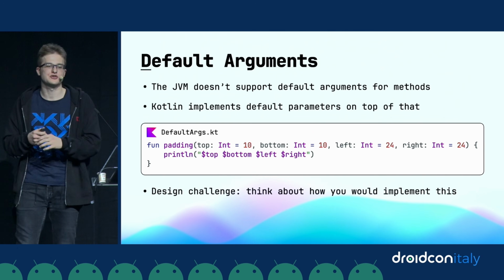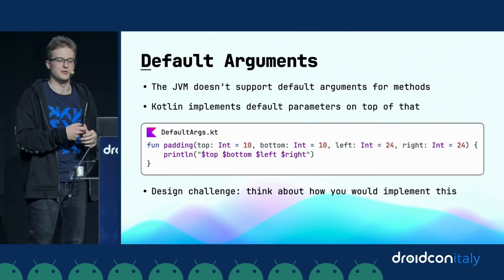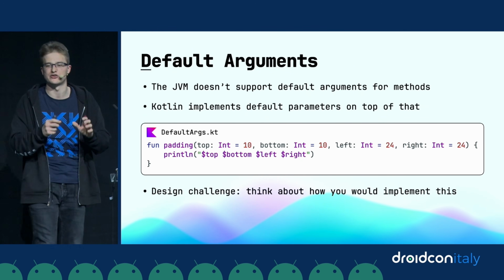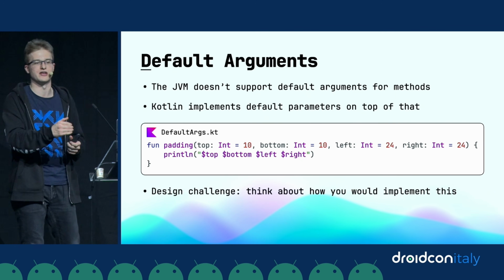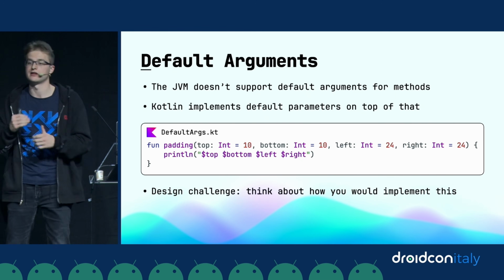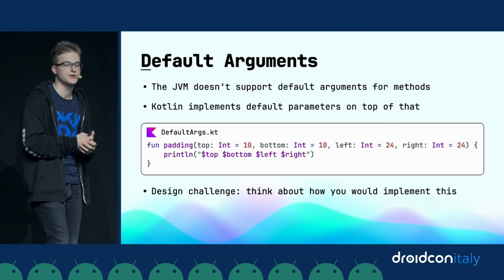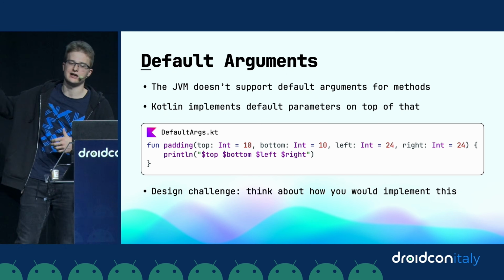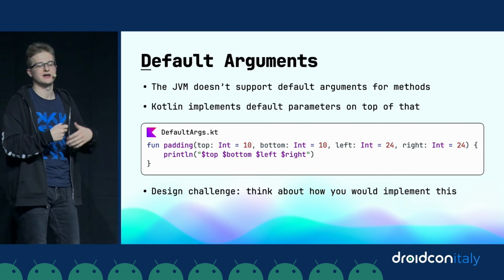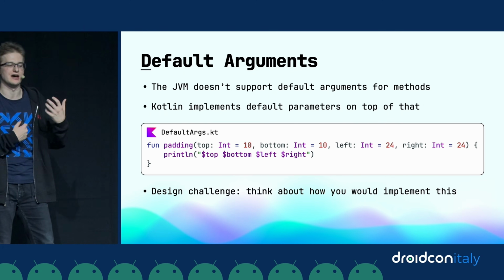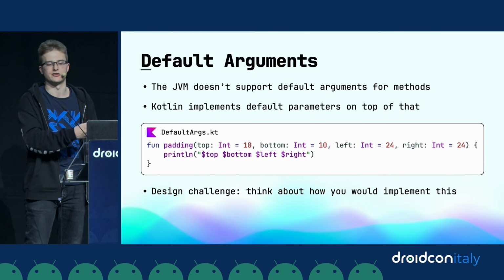OK, that is actually something that really surprised me while I was doing this research, and so I wanted to give you a little puzzle at the end. The JVM doesn't support default arguments for methods, and Kotlin implements default arguments on top of the existing JVM. So, for example, if you were to declare a method like that with padding, where you supply 4 default parameters, I want you to think: how would I write the compiler to generate that kind of method?